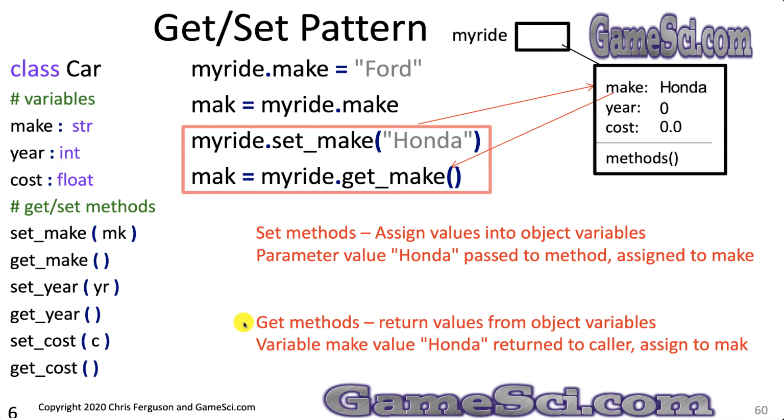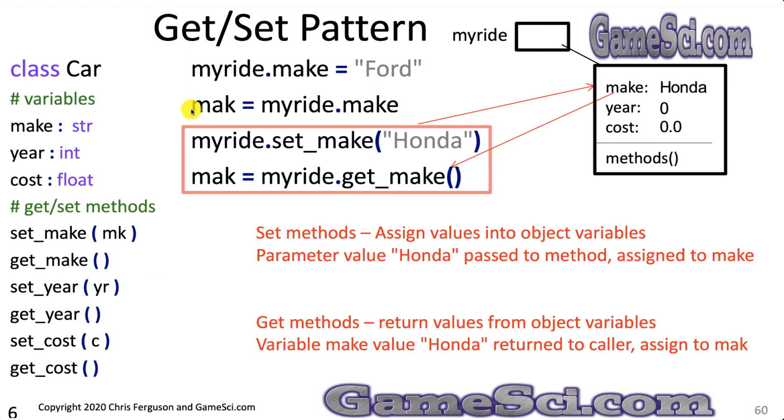What do get methods do? They return values from object variables. The variable make value Honda is returned to the caller and assigned to the variable make. I go to the myRide object reference. The dot operator says go inside of it and run this getMake method. The getMake method returns Honda to the caller, and the caller assigns it to the variable make. Now why did I have to show you both ways?